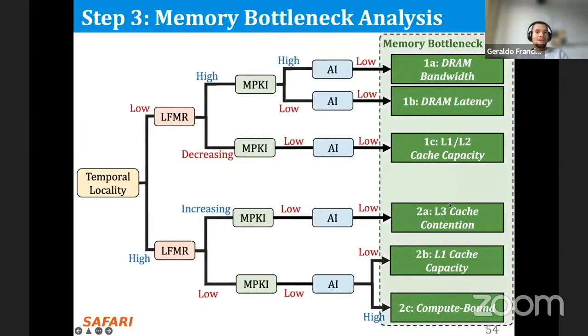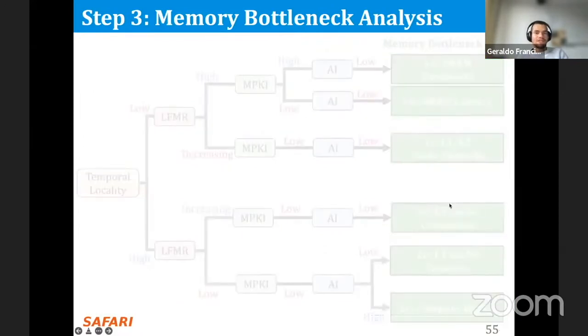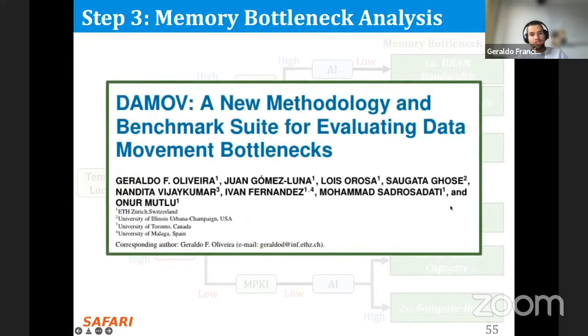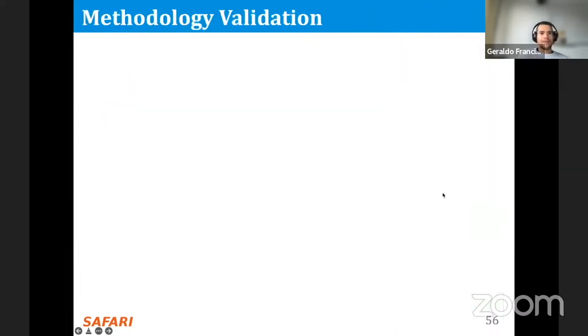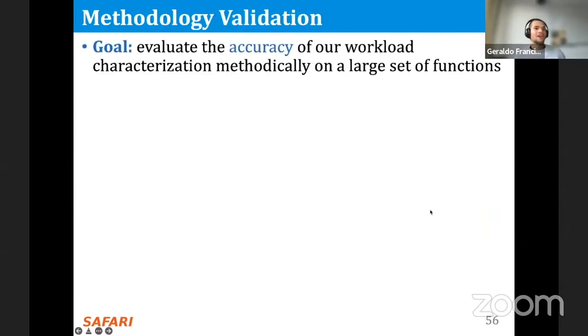To conclude, our scalability analysis leads us to 6 different classes of data movement bottlenecks that have been identified using 4 key metrics. We invite you to check our paper for a comprehensive discussion about the performance and energy scalability for each one of the memory bottleneck classes. Next, we aim to evaluate the accuracy of our workload characterization for a large set of functions. To this end, we apply step 2 and step 3 of our methodology, memory bottleneck classification, to the remaining 100 memory bound functions that we obtain from step 1.